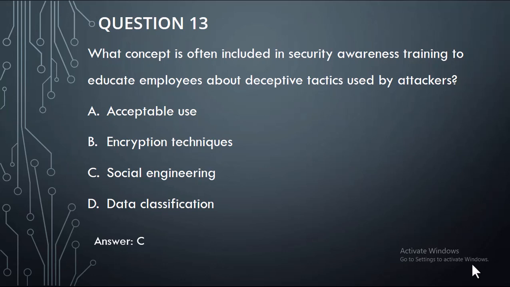Now, social engineering is a tactic that is used by hackers or bad actors to manipulate and deceive people into divulging confidential information or granting access to systems. Social engineering relies on exploiting human psychology and trust rather than exploiting technical vulnerabilities. And this social engineering could come in different forms such as phishing, baiting, pretexting, quid pro quo, and tailgating.